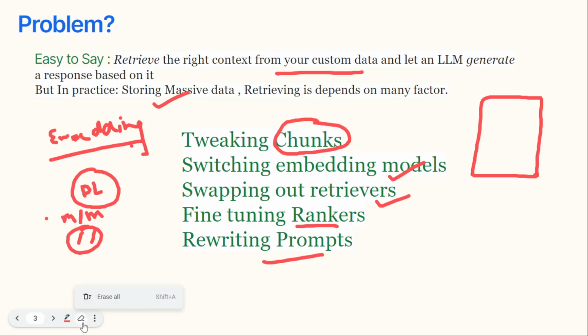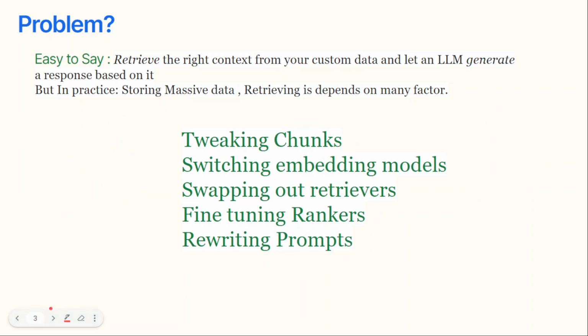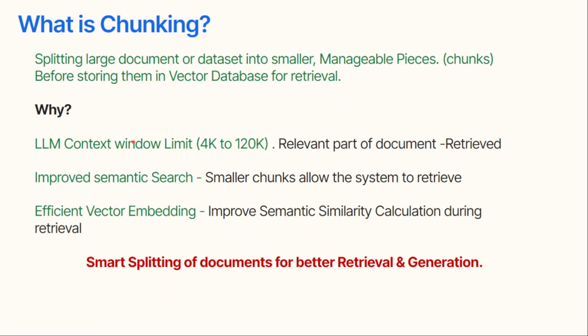Now let's move to the next part. Basically, what is chunking? Chunking is nothing but splitting a large document or data set into smaller, manageable pieces, which are called chunks, before we store the data into the vector database.